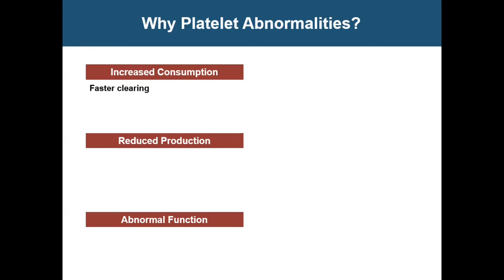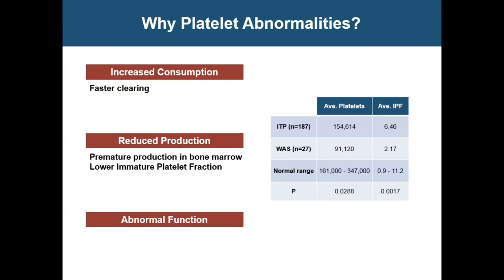There is certainly a problem with production. Studies in mice have shown that the progenitor cells that make platelets produce and release these platelets in a premature fashion, and that may reduce the efficacy of the production of these platelets. And one representation of this factor is that one index that we have now started to use in the lab, the immature platelet fraction index, is much lower in Wiskott patients than normal.